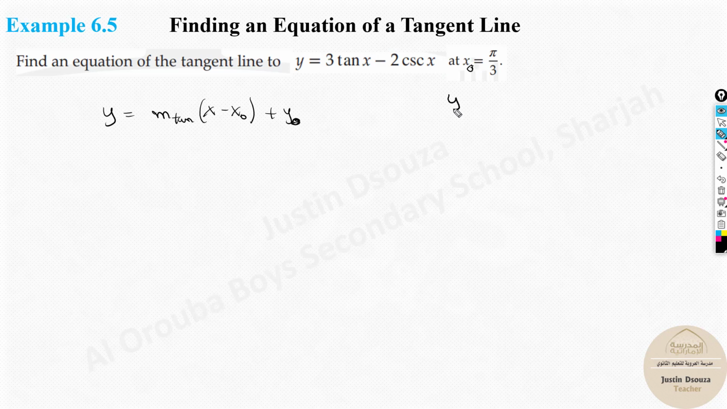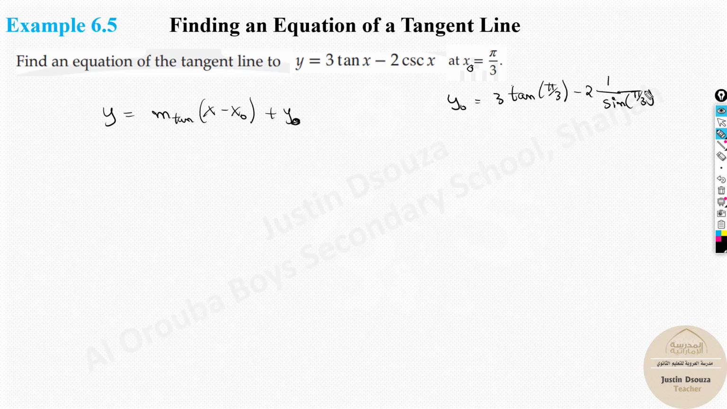Here, instead of y, to find y naught, you must just put the x value wherever there is x naught value, sorry. It's pi by 3 minus 2. Cosecant cannot be put in calculator directly. I'm sure most of us wouldn't remember what is cosecant pi by 3. So you can just use 1 by sine.